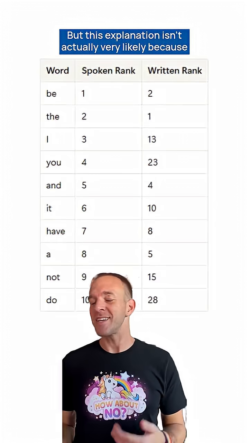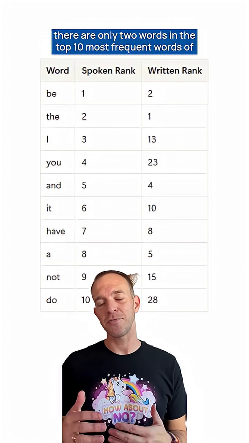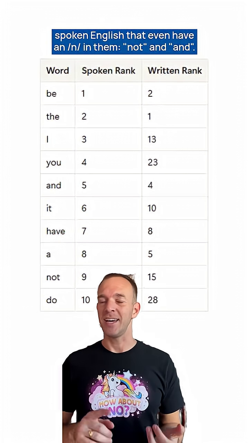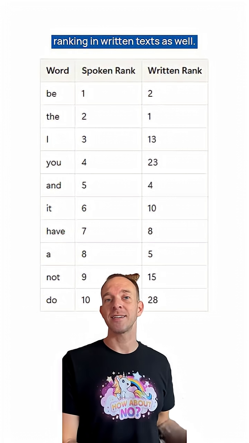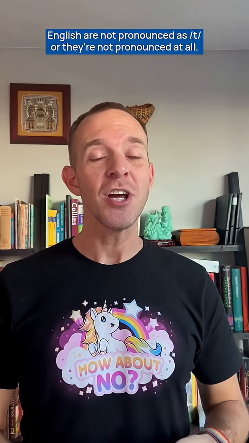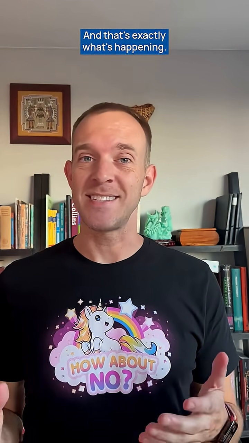But this explanation isn't actually very likely because there are only 2 words in the top 10 most frequent words of spoken English that even have an N in them: not "an" and "and". And those 2 words have roughly the same frequency ranking in written texts as well. The more likely explanation is that many of the written T's in English are not pronounced as T, or they're not pronounced at all. And that's exactly what's happening.